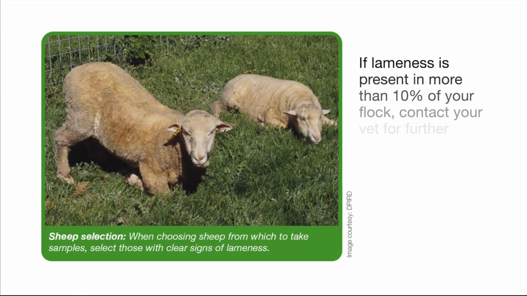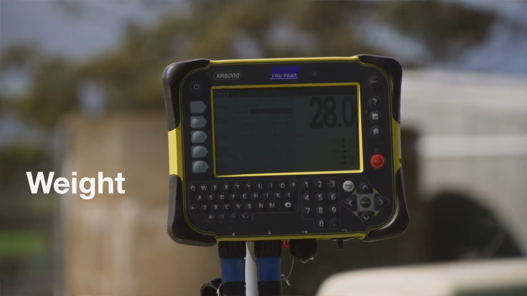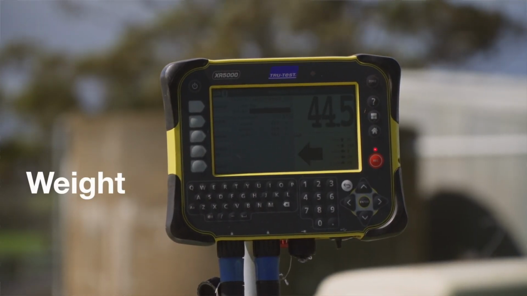So as a rule, if we see more than 10% of a flock lame, I would recommend that you contact your local vet just for further investigation to make sure that there isn't an underlying cause of lameness that is causing these secondary foot abscesses. Foot abscesses on their own we would expect to cause less than 10% lameness, and to be fairly intermittent and sporadic in nature.